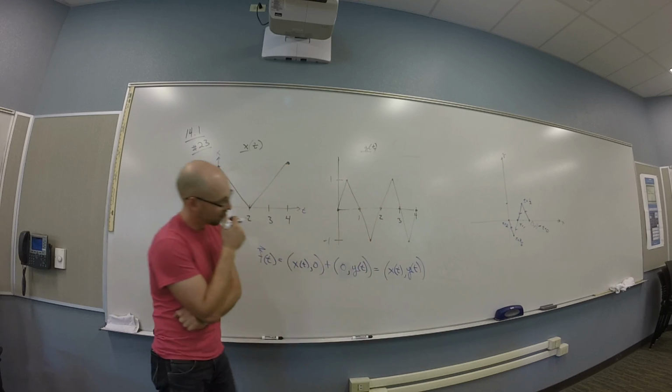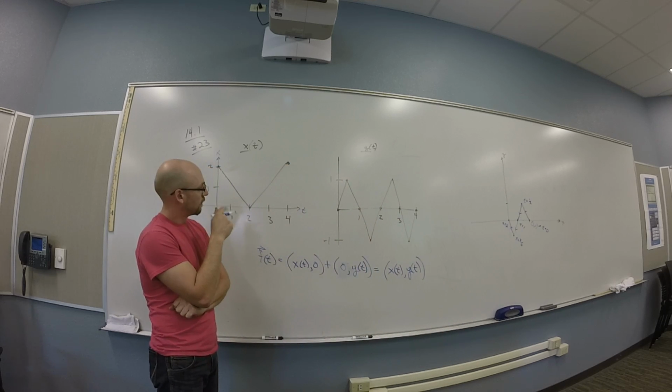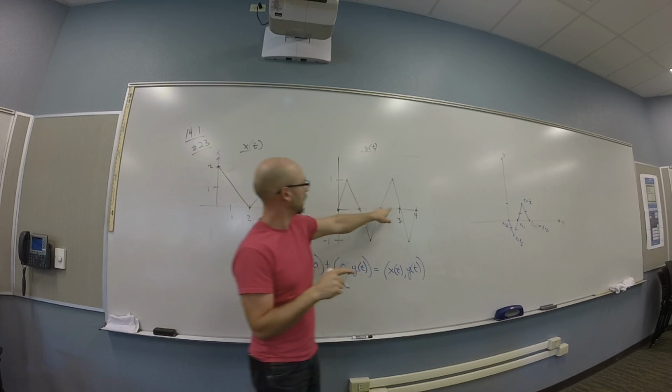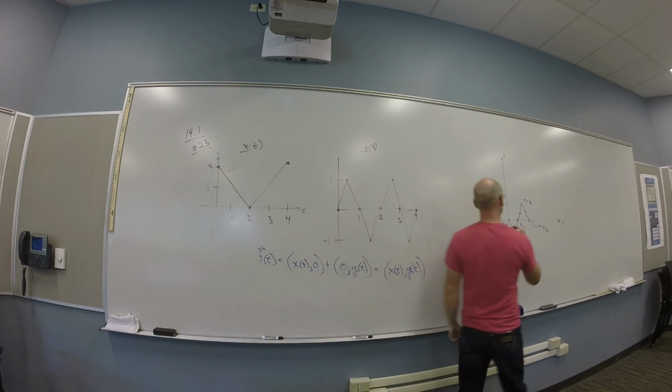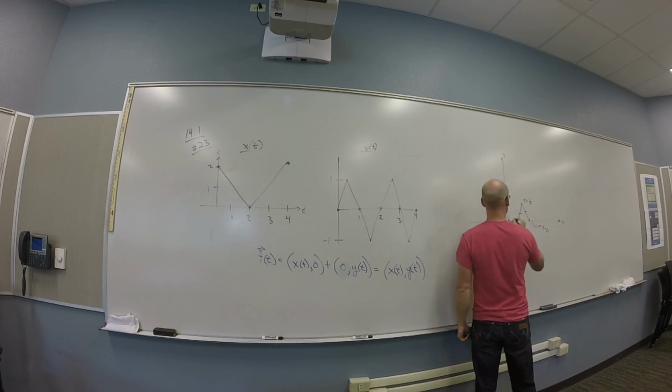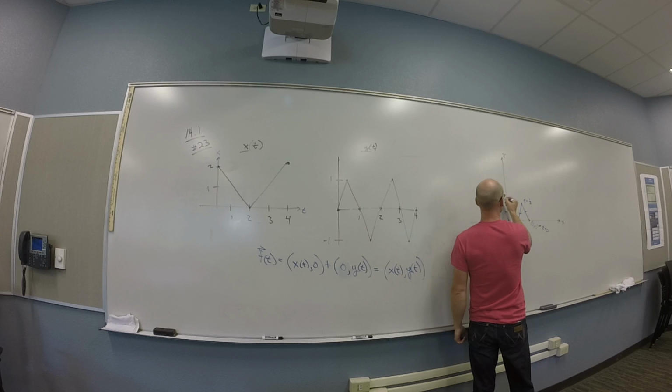Okay, next is t is 2.5, and then it's a half in the x and 1 in the y. So something like up here, and that's t is 5/2.